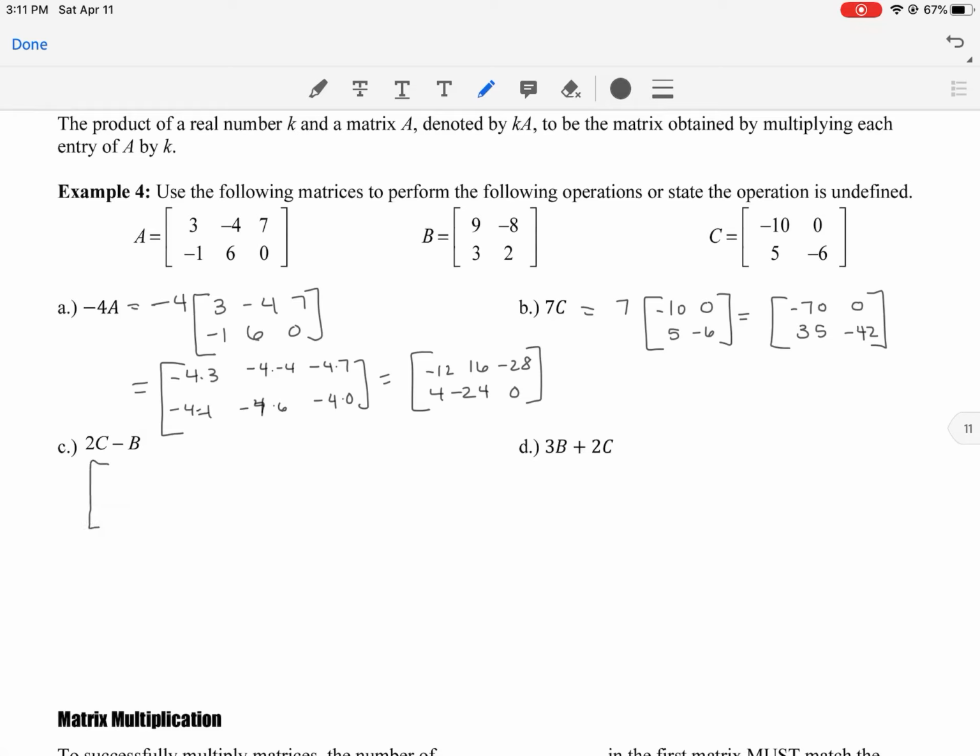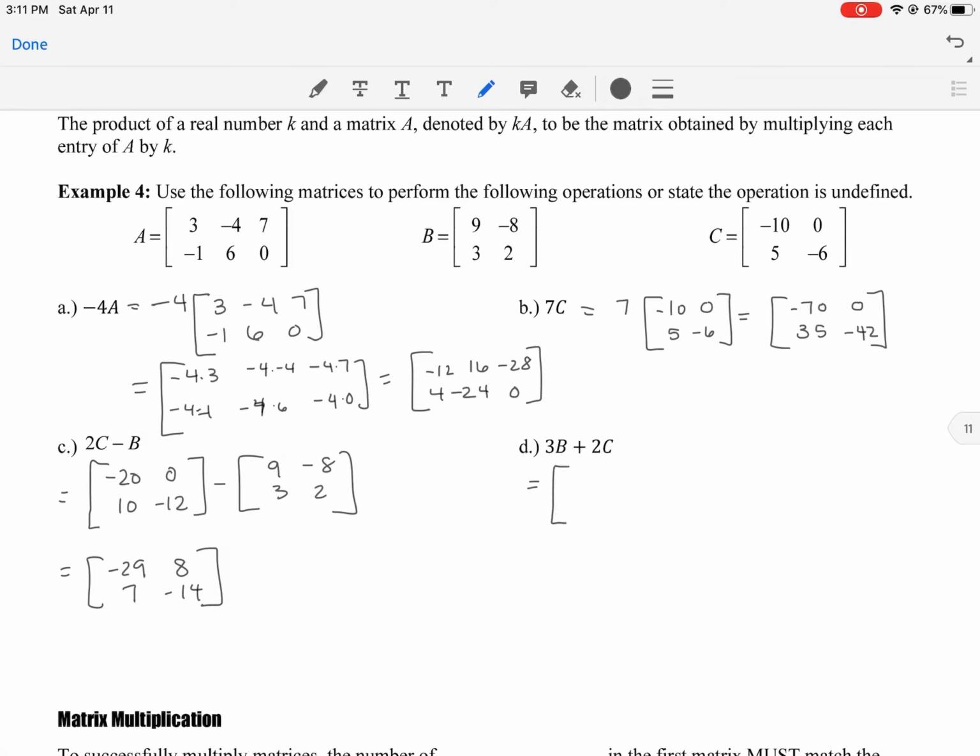Okay, twice C minus B. So if I do 2 times C, I don't think we need to write the 2 up front. I think we can skip that, right? So let's do twice C. Twice -10 is -20, 2 times 0 is 0, 2 times 5 is 10, 2 times -6 is -12, and we're then going to subtract matrix B. So now we do -20 minus 9 is -29, 0 minus a -8 is really a +8, 10 minus 3 is 7, -12 minus 2 is -14.